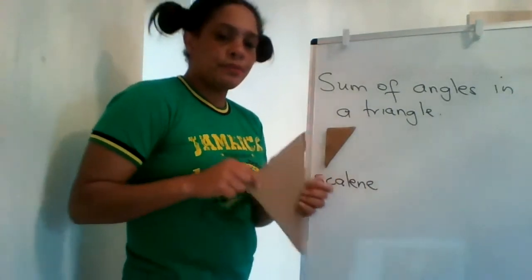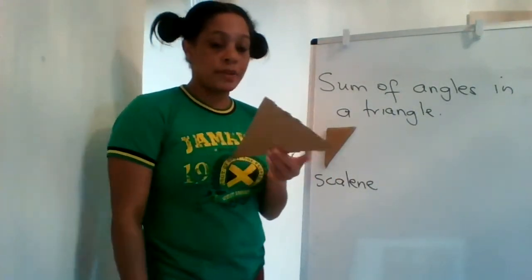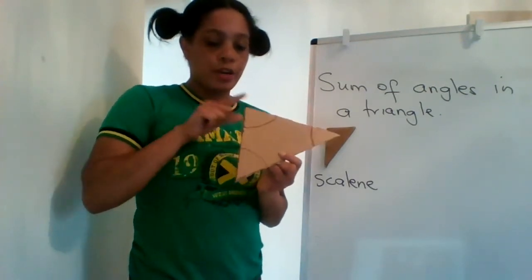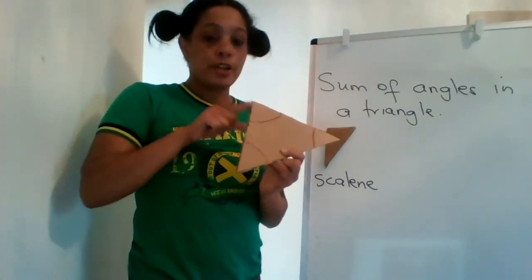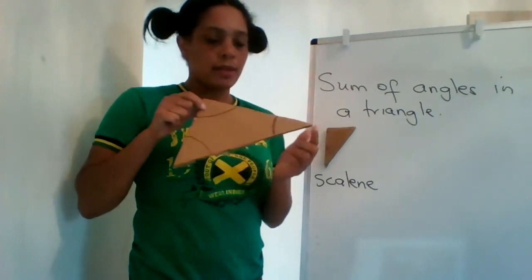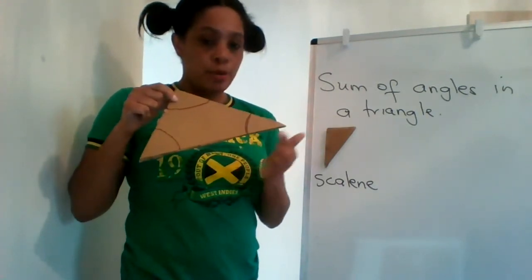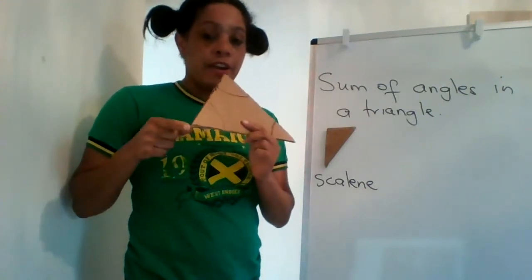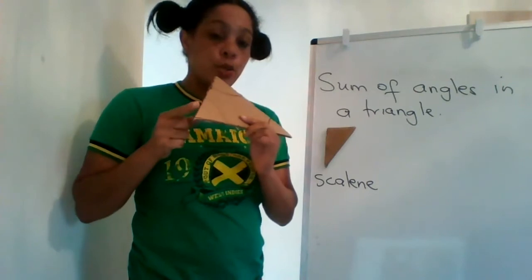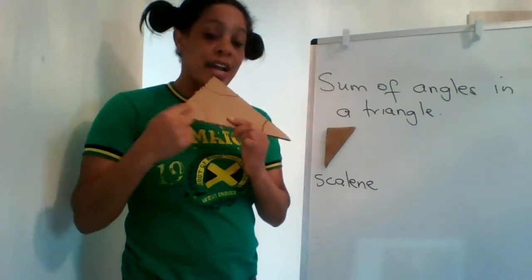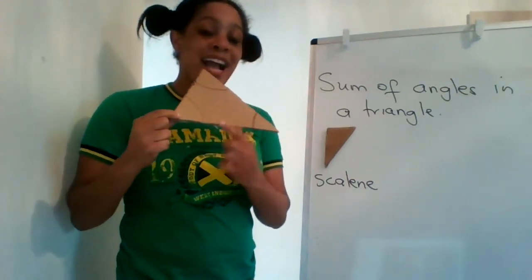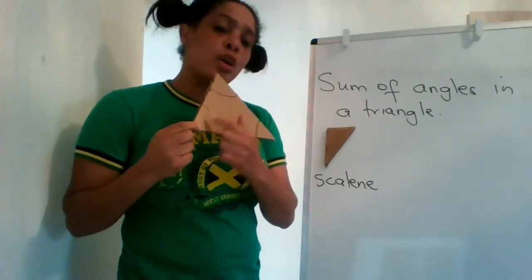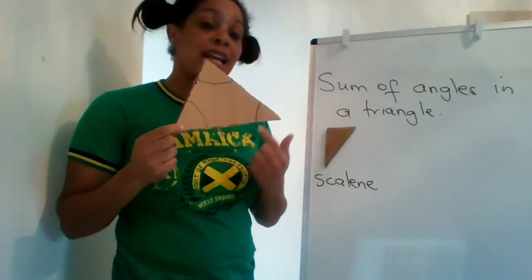Here is a triangle. We have two lines. This is a turning point because I'm turning here. We have two lines meeting here, so an angle is formed. So that's one angle. Here's another turning point because I've turned there, so another angle is formed. Here I've turned right here, so this is a turning point. Another angle is formed. So in a triangle, we have three angles.